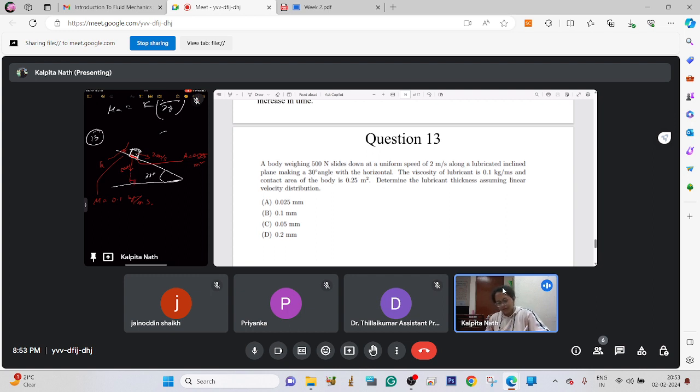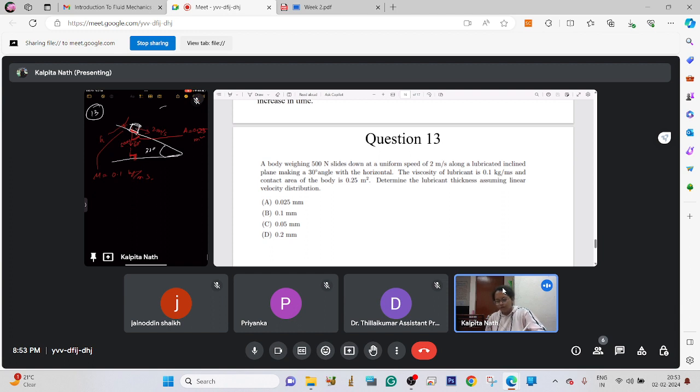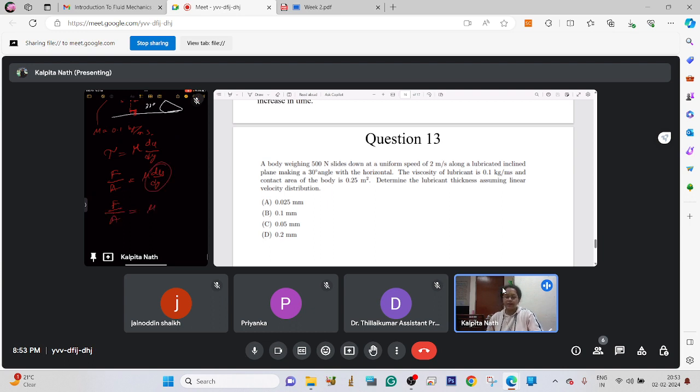So this is 90 degree angle. So if this is 90 degree and this is 30 degree, then this is 60 degree, right? So we know that tau is equal to mu du dy. So tau is force per unit area, mu du dy. So force per unit area is equal to mu, and it is said that the linear velocity distribution is there, so we can write it as V upon h.